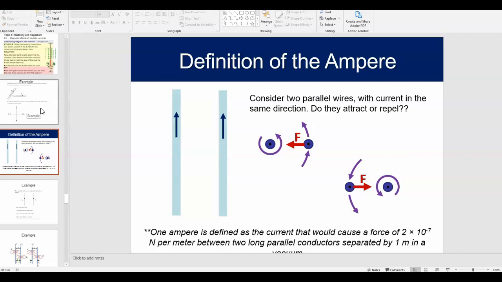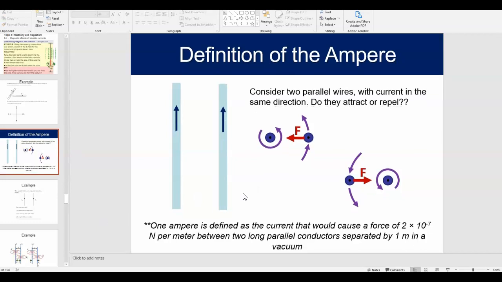Okay, and so basically, there's an interesting result if you have two parallel wires with a current going in the same direction. Because each one creates its own magnetic field, and each one feels a magnetic force due to the other one's magnetic field, it actually happens that if you have two parallel wires with current in the same direction, they actually attract each other. Okay, so that is just a fun fact. I will try to find a video of that and link it in so you can see it.